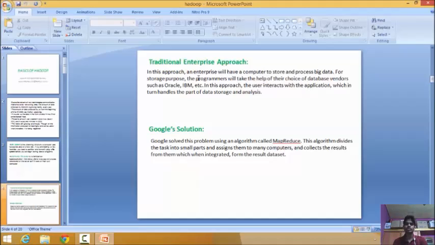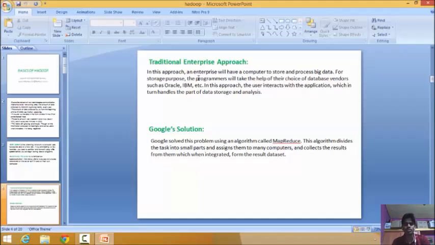In the traditional approach, we use a computer to store the data and process it. In that, what we do is we use software like Oracle, database vendors such as Oracle, to store the data, and in this approach the user interacts with the application, which in turn handles the part of the data storage and analysis. By storing the data in a database like Oracle, we process the data in the traditional system.